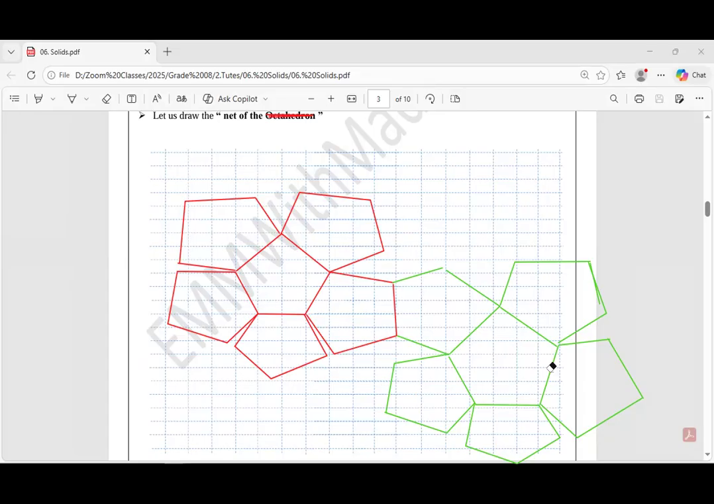Right, draw it fast. So send me D when you are done. Send me D to the chat when you have done.